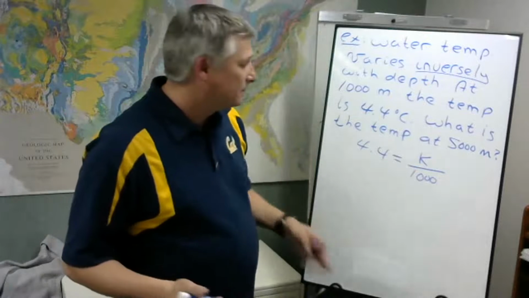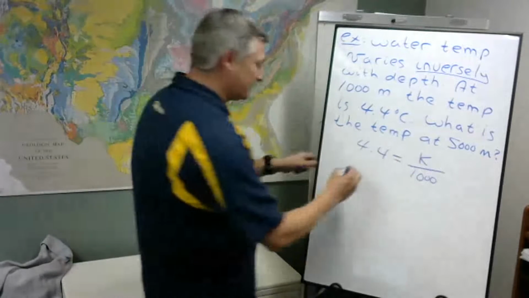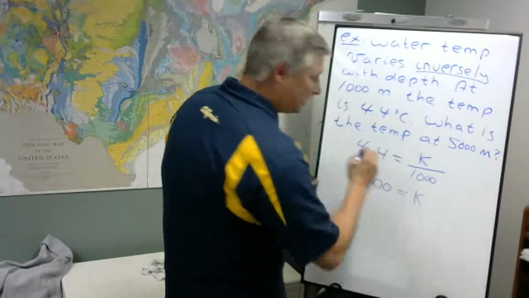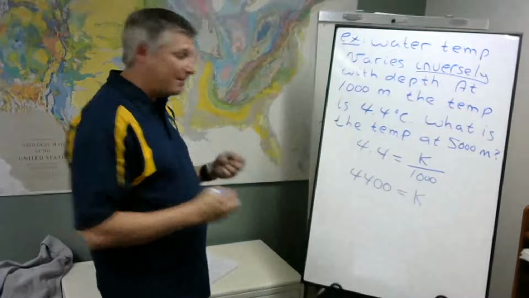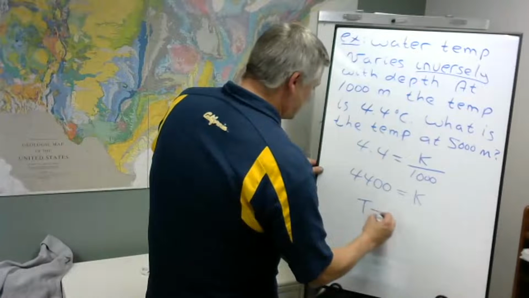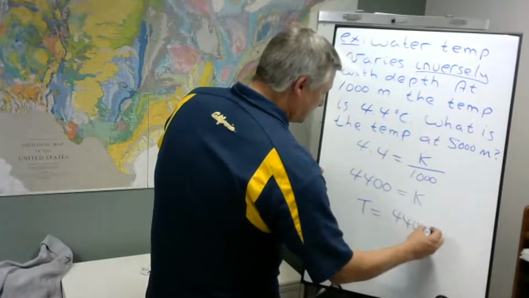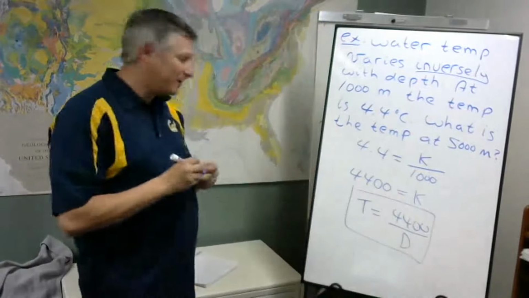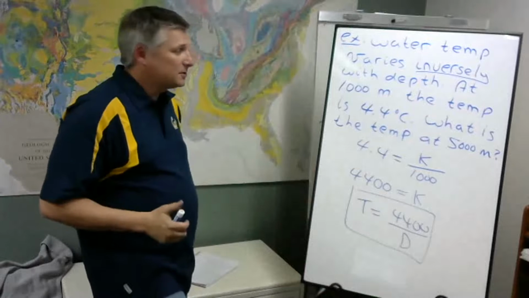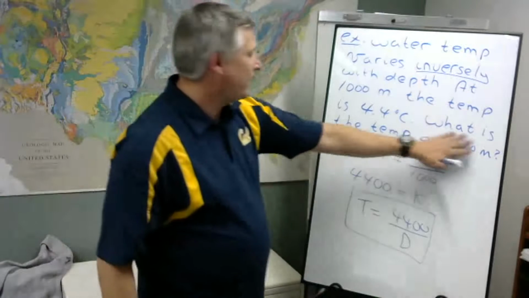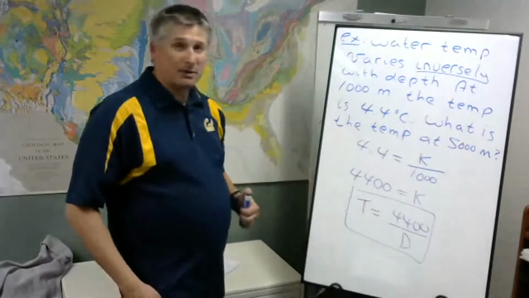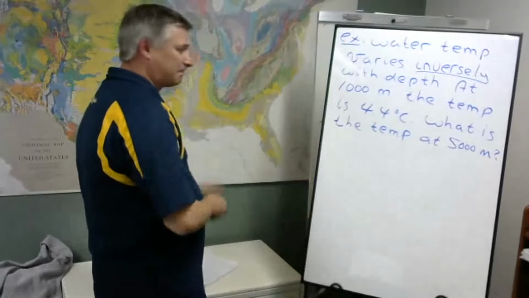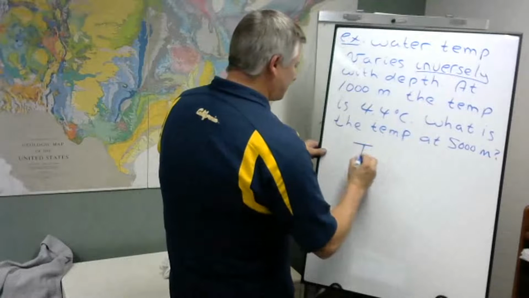So we solve for k. Multiply both sides by 1,000. We get 4,400 equals k. And so that means our formula is temperature is 4,400 over depth. And that's our formula. Now we can use this to answer the question. What is the temperature at 5,000 meters? So our depth is going to be 5,000 meters. So we use our formula.